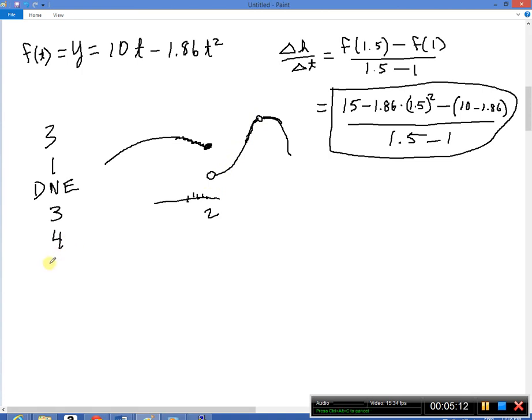But the question, what's f of 4? Since there's a hole at 4, the answer is there is no value. So f of 4 does not exist either. And that's it for quiz number 3.